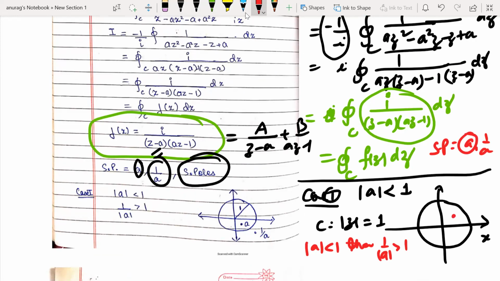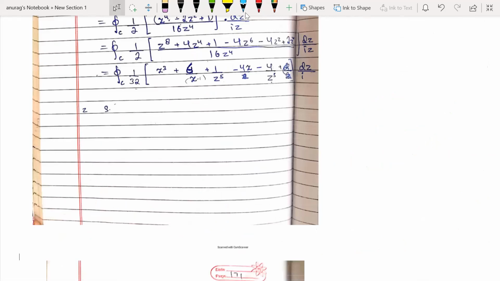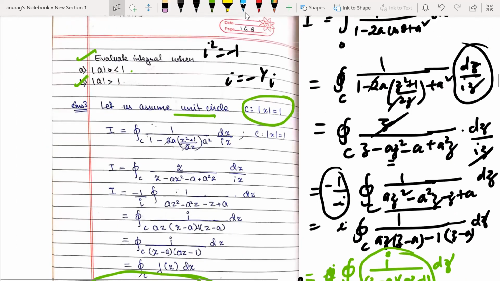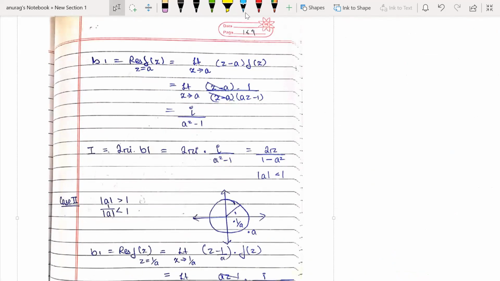Maybe here, I don't know. This is your a point. But 1 upon a will lie outside. So 1 upon a is not a singular point in this case. Only a is a singular point in case 1, because a is less than 1, so it will lie inside the circle. So we will find the residue for a only here. Now, try to find the residue.